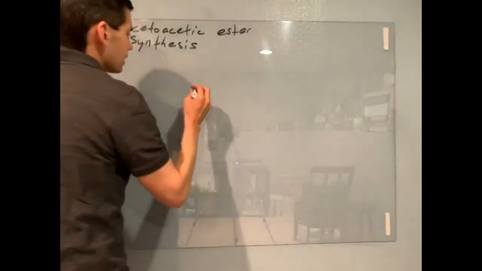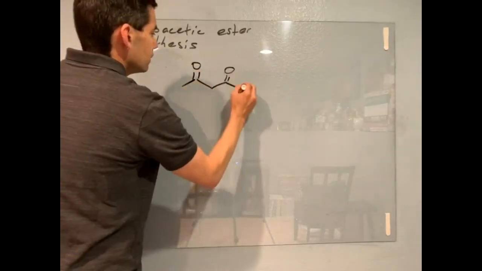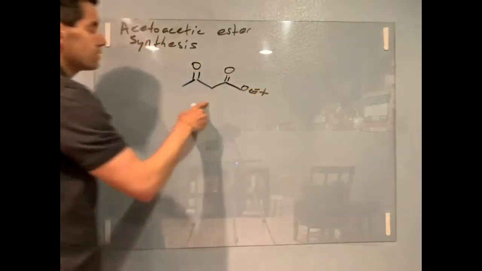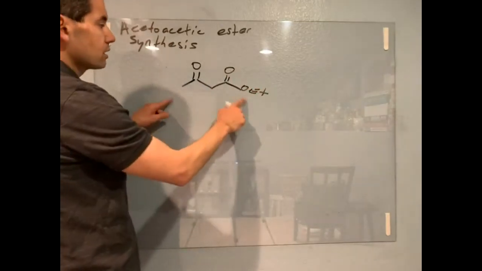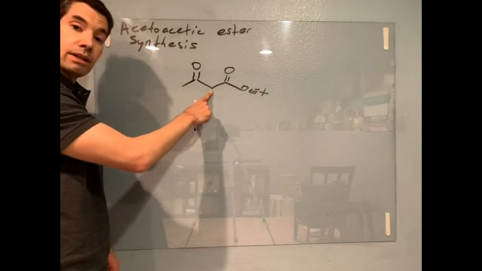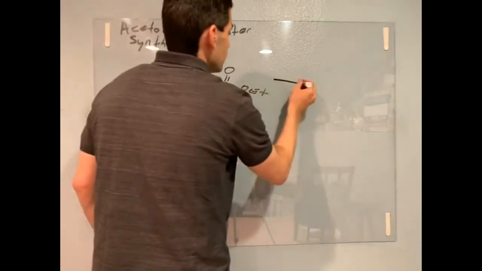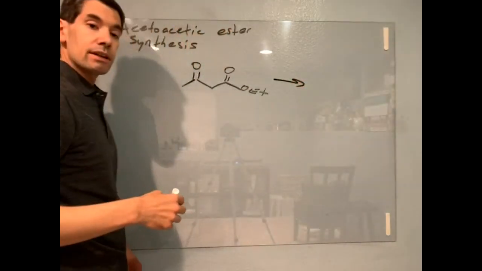So with this one here, we're going to have this as our starting material. This time, instead of having two ester groups, we only have one ester group and this methyl ketone here. We still have our alpha carbon here that has hydrogens that can be fairly acidic, right?